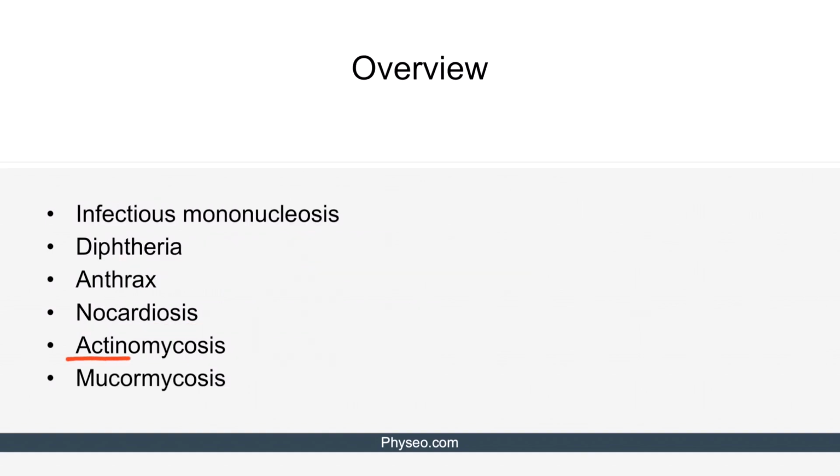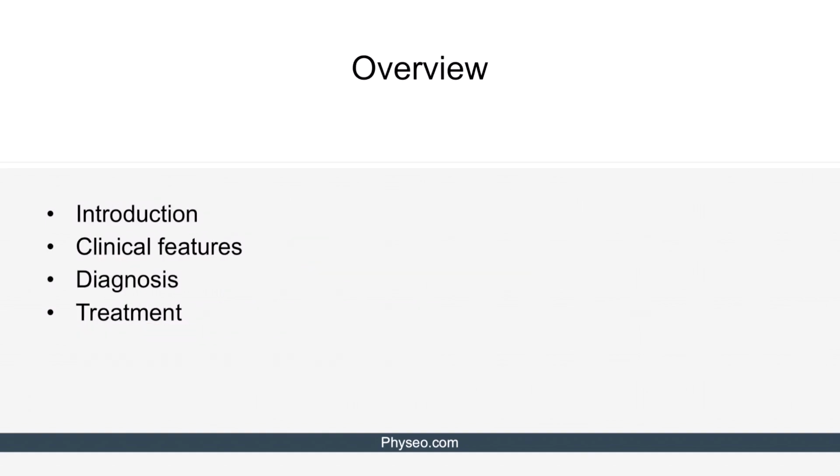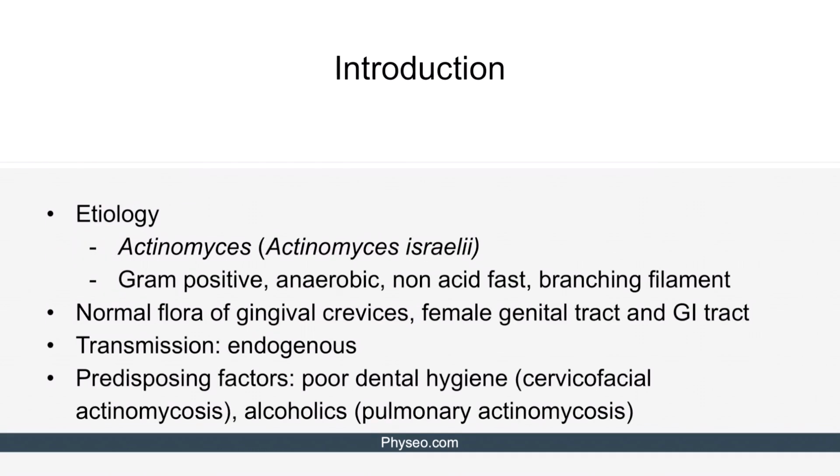Okay, now let's move on to actinomycosis. Again, let's begin with the introduction. Actinomycosis is a bacterial infection caused by actinomyces, particularly Actinomyces israelii. This is a gram-positive anaerobic non-acid-fast bacterium forming branching filaments. Actinomyces are also part of the normal flora of gingival crevices, the female genital tract, and the gastrointestinal tract.